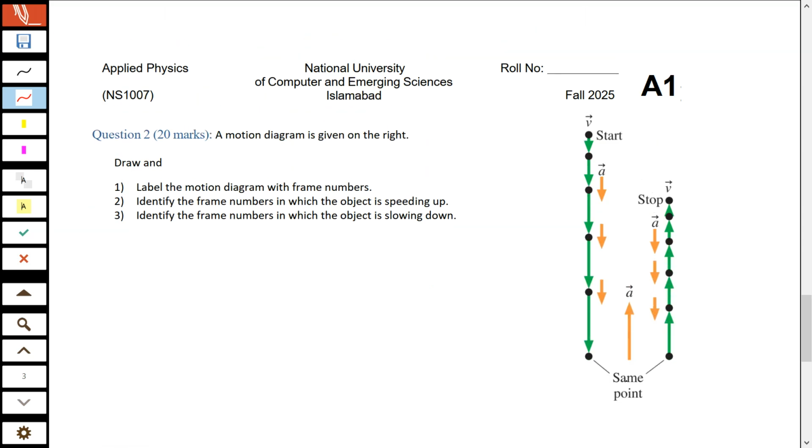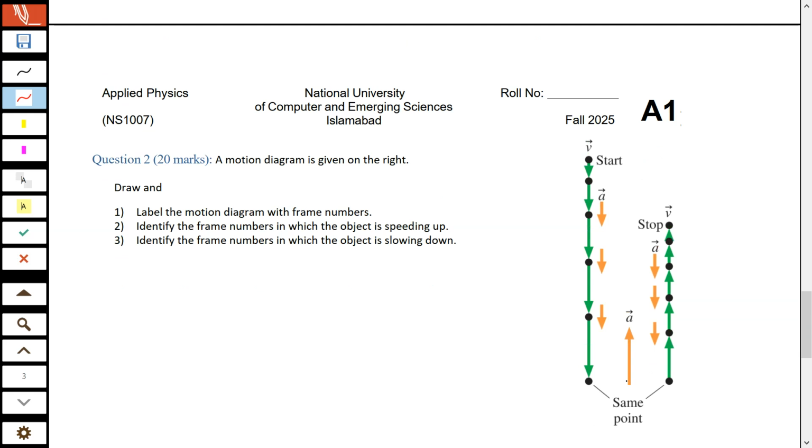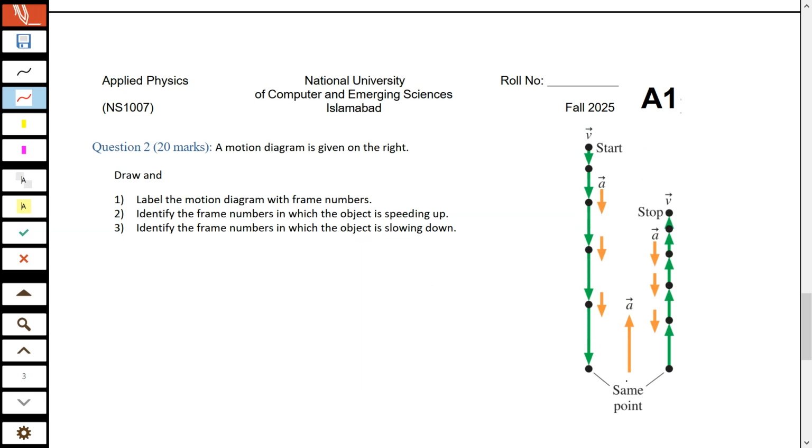So in question number two, the diagram is given, although you are required to redraw the diagram, but I don't need to, because this is a solution. I'm not a student solving this, so I can use the same diagram as if I have redrawn it. So let's get to part one of the question, and it says label the motion diagram with frame numbers. So I can now label it. So this will be frame 0, this will be frame 1 because this is the start.